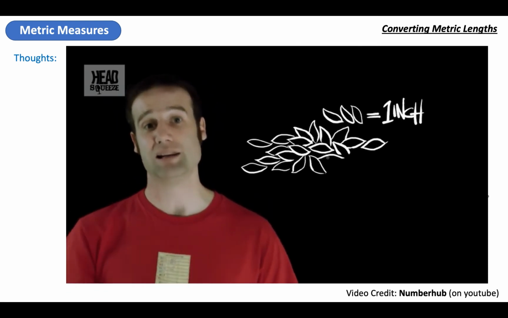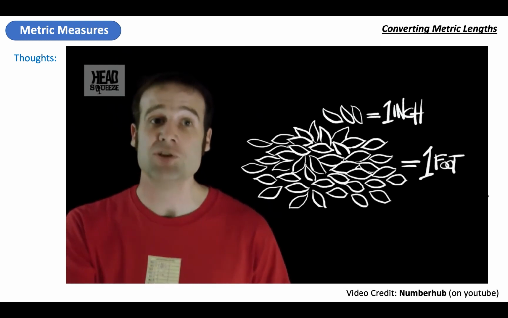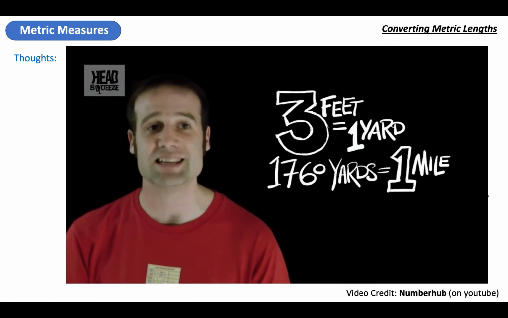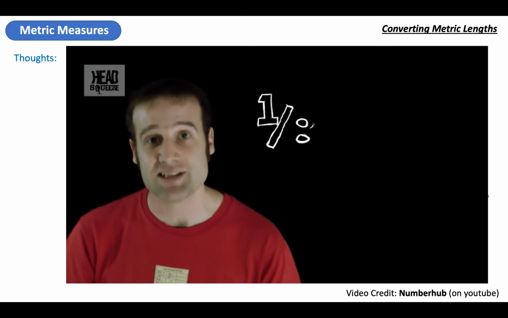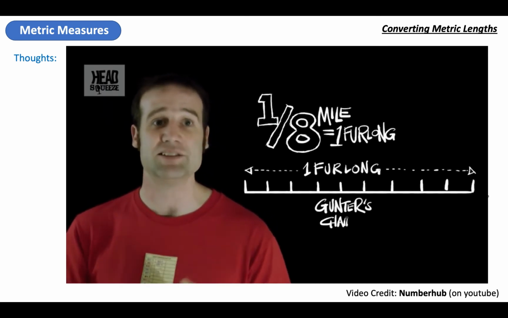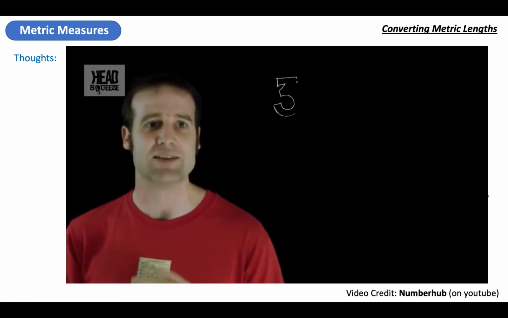You take 3 barleycorns, that gives you an inch. You then take 12 inches, that gives you a foot. You take 3 feet, it gives you a yard. You take 1,760 yards, you get a mile. A mile, alternatively, you can split into eighths. Each eighth of a mile is a furlong. Of those furlongs, you can divide them into tenths and you get a Gunter's chain. Each Gunter's chain you can divide into elevenths, and that gives you a fathom.